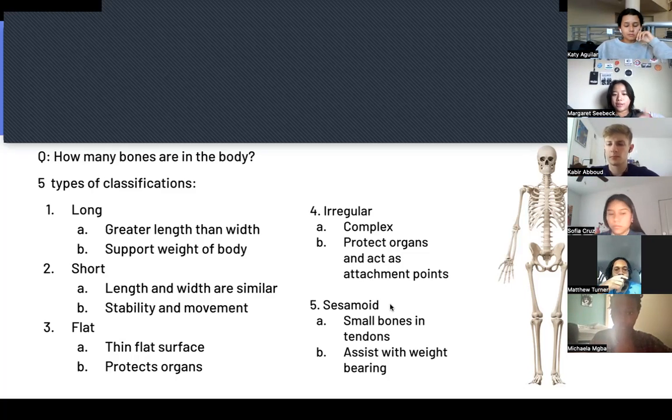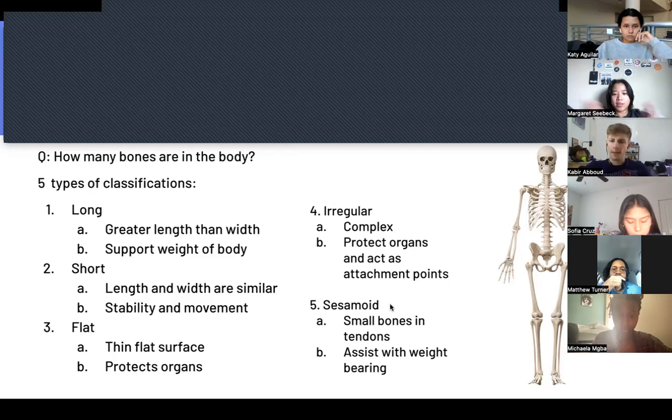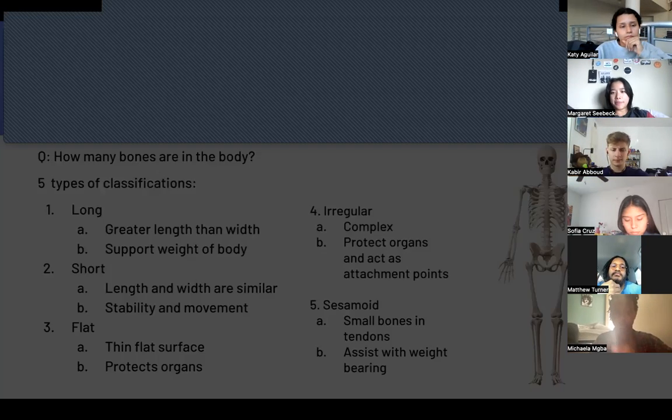Irregular bones are complex. They protect organs and act as attachment points. The skull is one of the most crucial bones in our body. It protects one of the most vital organs, our brain. So just think of all those irregular shapes and how the skull is made up of separate individual bones itself. And then sesamoid bones are smaller bones in the tendons, and they assist with weight bearing. I think we can all think of the patella. It's kind of just randomly there on top of your knee, floating around. So if you can remember different examples of these bones, you can easily remember what they look like and what their function is. Those are the 5 classifications of bones.